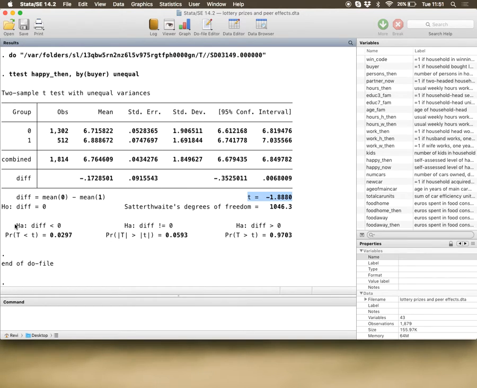And indeed, even at a 5% significance level, we believe that the people who did buy the lottery are happier. So for whatever reason, people who buy lotteries are happier. So there is some difference in those two groups already existing.